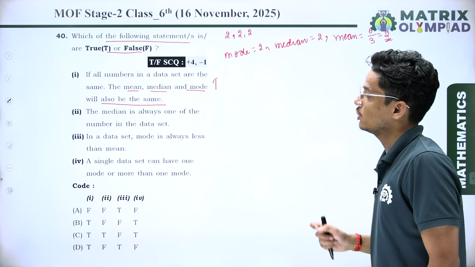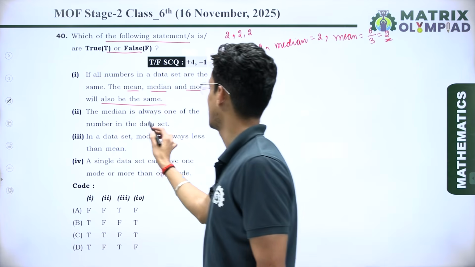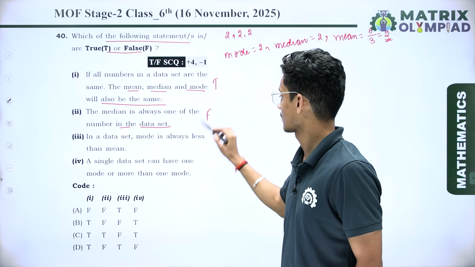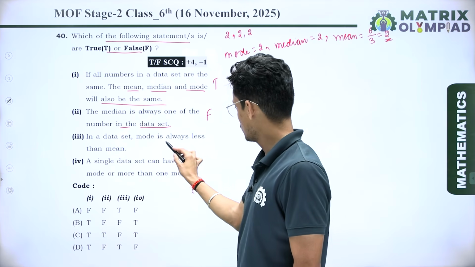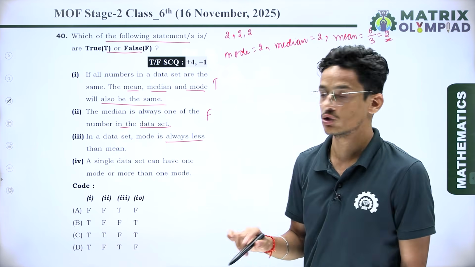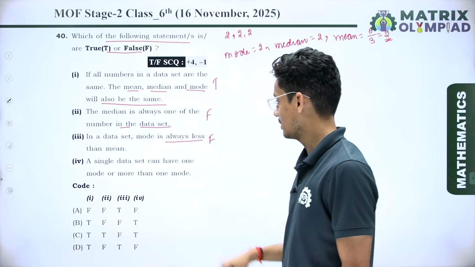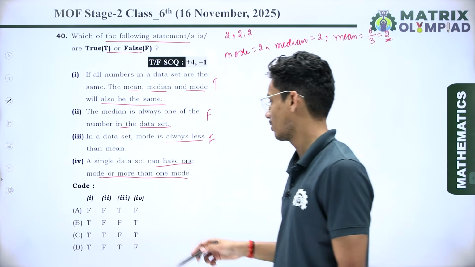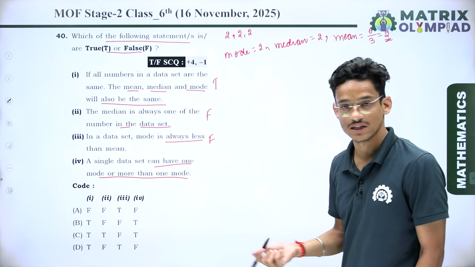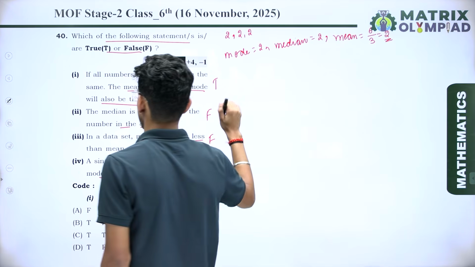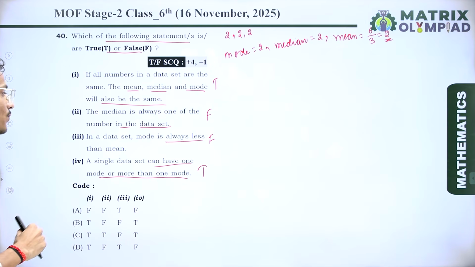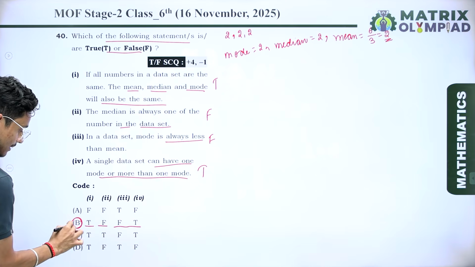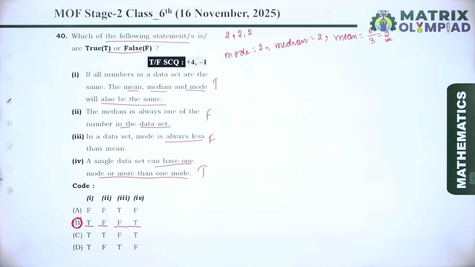Second, the median is always one of the numbers in a data set. No, this one is false. In a data set, mode is always less than the mean. No, this one is not possible. This one is also false. And last, a single data set can have one or more than one mode. Yes, this one is true. So the correct answer is true, false, false, true. It means option number B is the correct option over here.